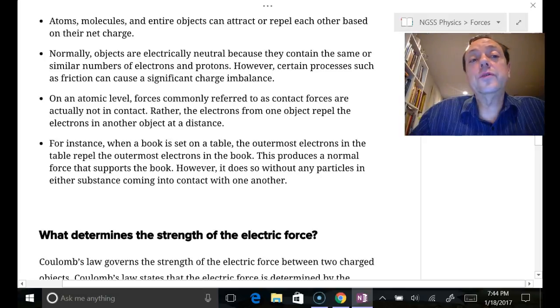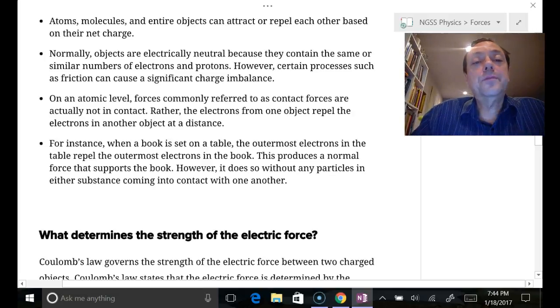Also, you make a positive charge by removing electrons. You make a negative charge by adding electrons. We don't mess with the protons because that would be a nuclear reaction. Normally, objects are electrically neutral because they contain the same or similar numbers of electrons and protons. However, certain processes such as friction can cause a significant charge imbalance.